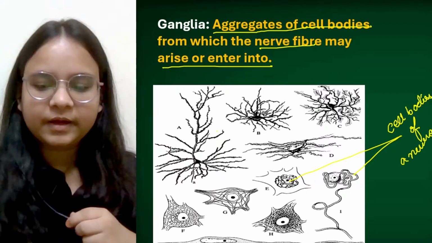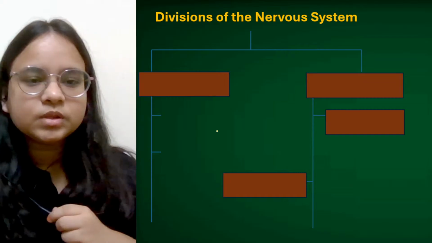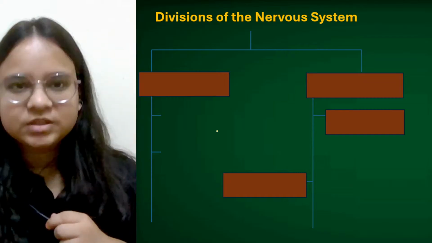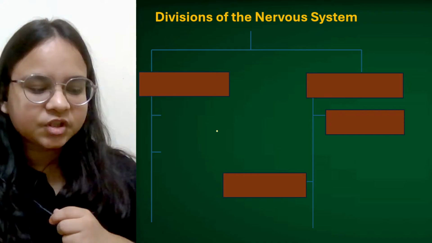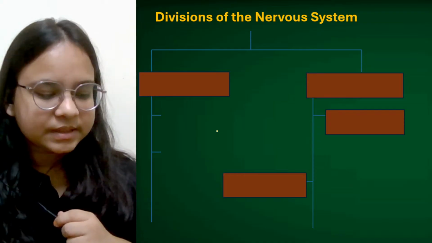Okay, fine. Now let's move to the next topic that we are going to start today, that is the division of the nervous system. Divisions of the nervous system.